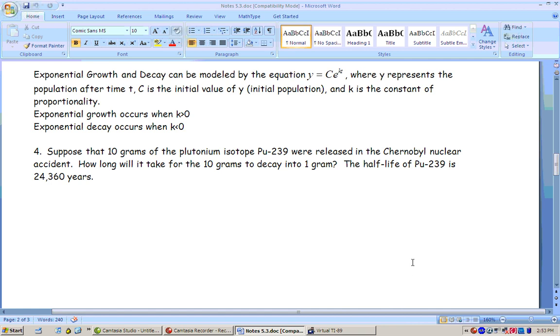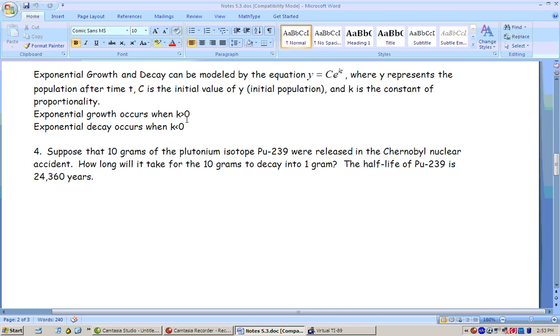All right, this just kind of sums up the exponential growth formula. It can be modeled by y equals c e to the kt, where y represents the population after time t, c is the initial value of y, or the initial population, and k is a constant of proportionality.